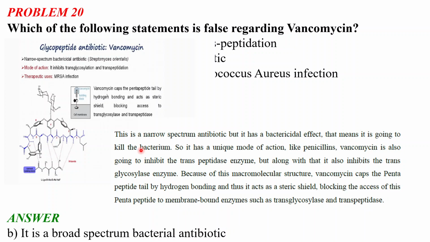So this is a narrow spectrum antibiotic, but it has a bactericidal effect. That means it is going to kill the bacteria. It has a unique mode of action. Like penicillin, vancomycin also inhibits the transpeptidase enzyme, but along with that, it also inhibits the transglycosylase enzyme. Because of its macromolecular structure, vancomycin caps the pentapeptide tail by hydrogen bonding, and thus acts as a steric shield, blocking the access to membrane bound enzymes such as transglycosylase and transpeptidase. So this is a narrow spectrum antibiotic, not broad spectrum, but it has a bactericidal effect. You have to just remember it.